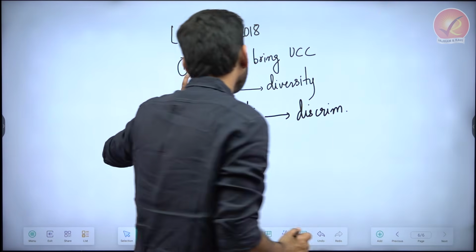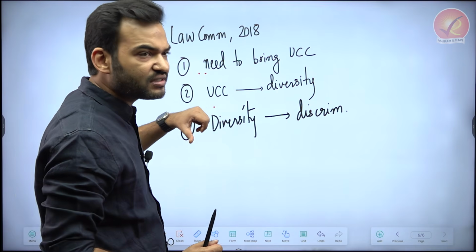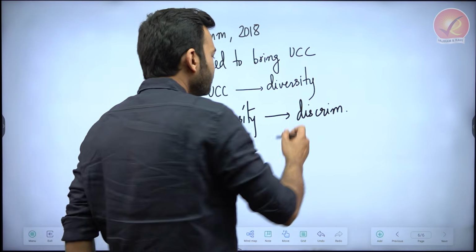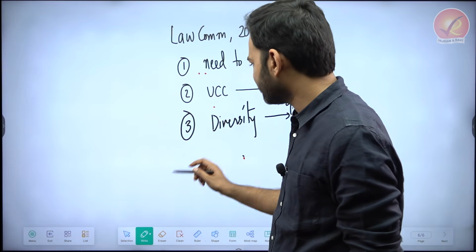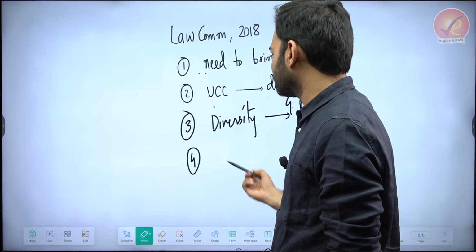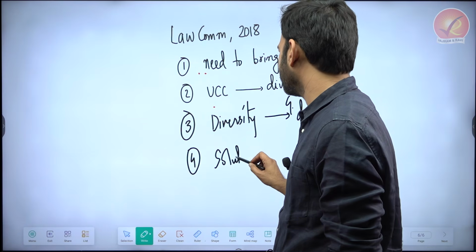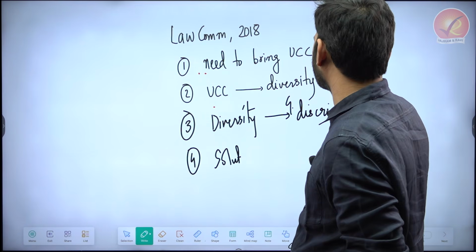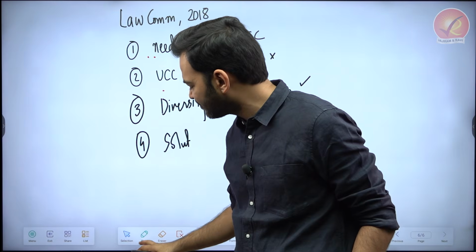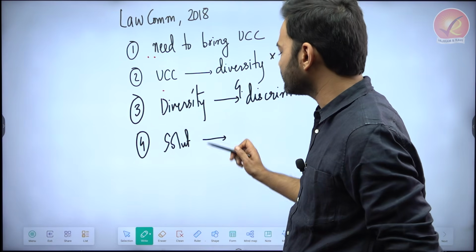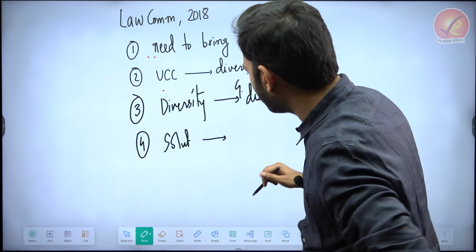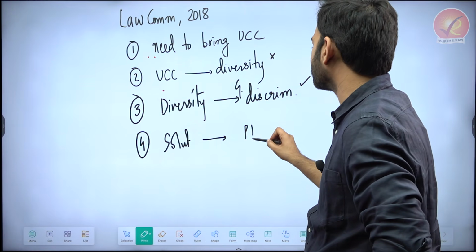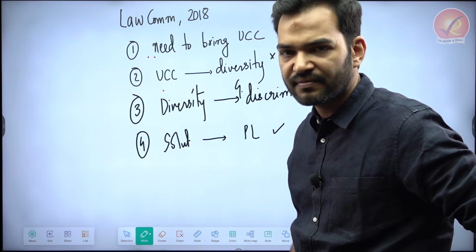So they are saying don't bring UCC because we have to protect diversity, but they are also saying that in the name of protecting diversity, we can't continue the gender discriminatory practices. Therefore, what is the final solution? If we bring UCC, diversity gets damaged; if we don't bring it, gender discrimination will continue. So the solution given by Law Commission is, all these things have been said by Law Commission only. The Law Commission finally says that the solution is let personal laws remain personal laws.